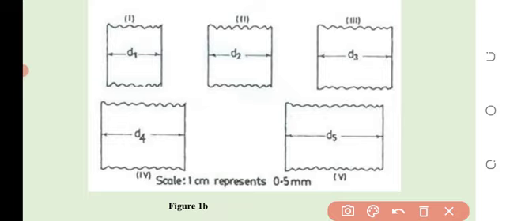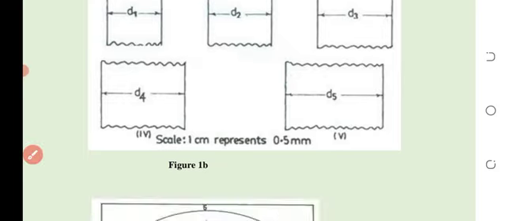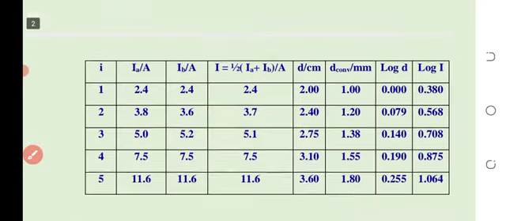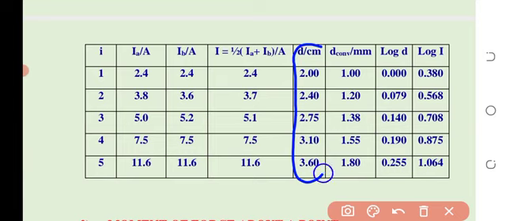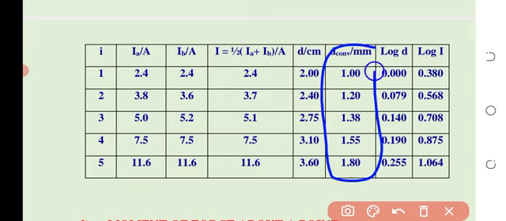So how do you do this? Let's quickly look at the sample of the table that we have on this. Okay, you can see from the table, this is the value of our D in centimeter. That is when we measure the value of our D in centimeter. The first one is 2 centimeter, the second one 2.4, the third one 2.75, we have 3.1 and 3.6. Now all these are to be converted to millimeter, and that is what we did here.